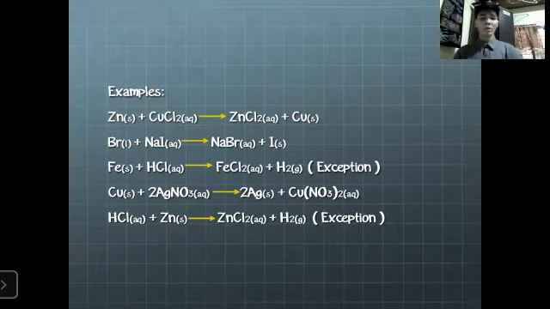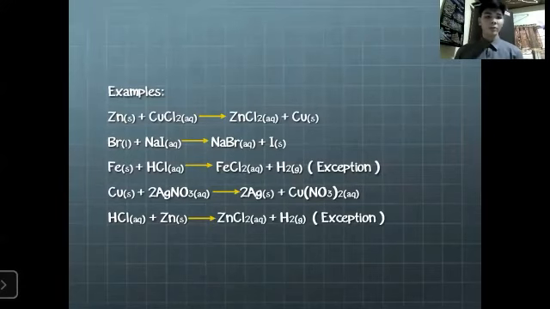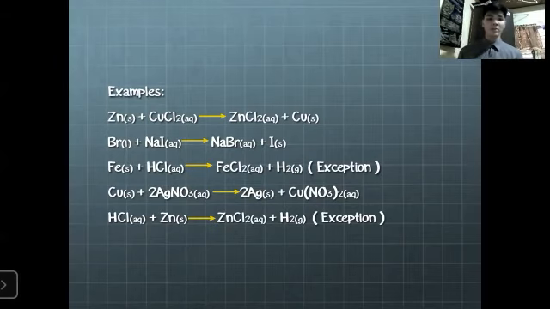Moving on, bromine plus sodium iodide yields sodium bromide plus iodine. In here, we separate the sodium iodide and replace iodine with bromine. So we had a non-metal to non-metal replacement.